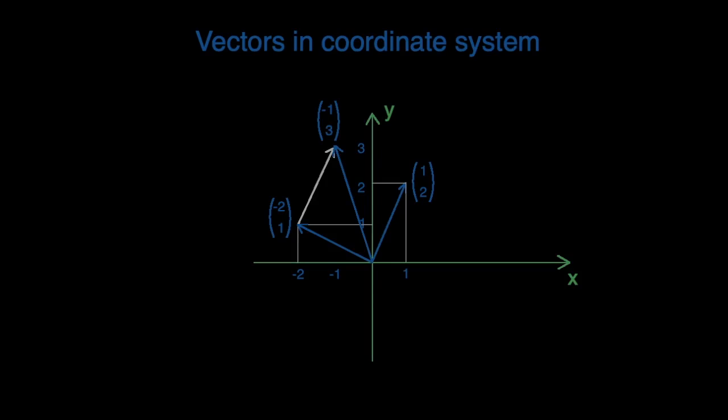This is because we moved 2 units to the left and 1 unit up from the first vector, and then went 1 unit to the right and 2 units up from the second vector. So, we sum -2 and 1 to get -1, and we sum 1 and 2 to get 3. So, the x value of the new vector is the sum of the x values of the two vectors, and similarly, the y value of the new vector is the sum of the y values of the two vectors. We conclude that for summing up two vectors we just sum up the x and y components.